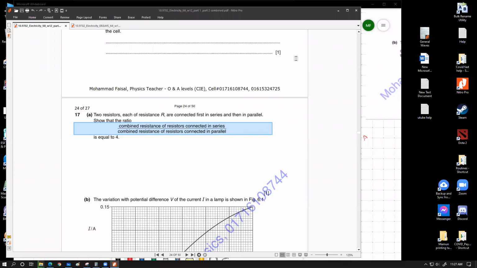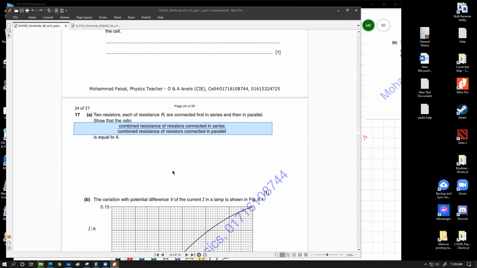So this is actually pretty simple. You just have to show the calculation: R plus R equals 2R, R inverse plus R inverse, whole inverse, equals R by 2, and then you show 2R divided by R by 2 equals 4. Showing that is enough. It's worth 1 mark, because you're not doing anything extraordinary here, just showing some basic calculation.